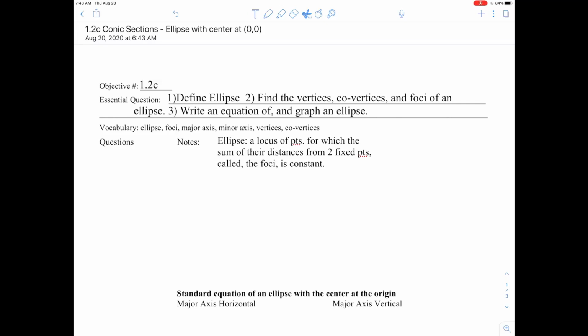Okay, hi guys. Today we're going to be working on ellipses. So we're going to talk about our ellipses. Depends on who you're talking to, how it's pronounced. Ellipses. Our objective is 1.2c.